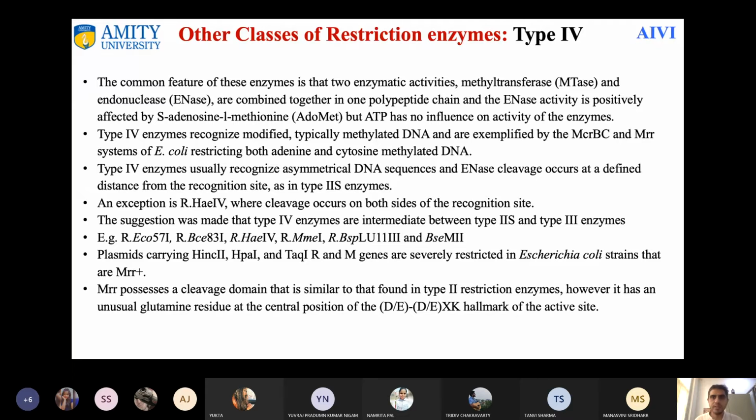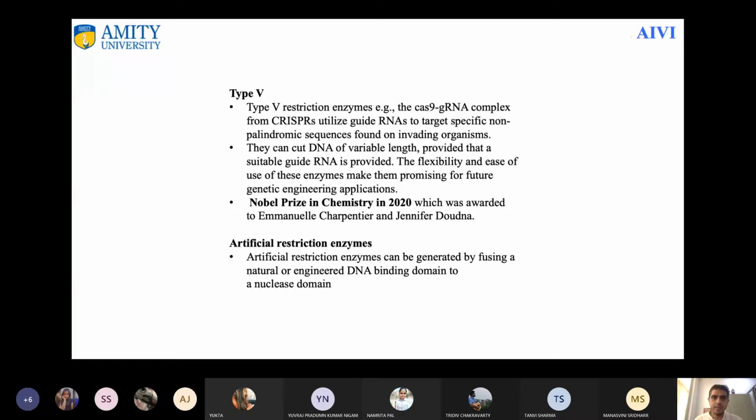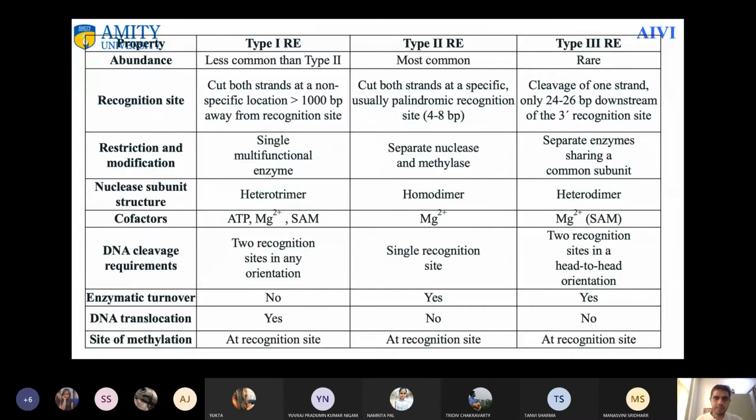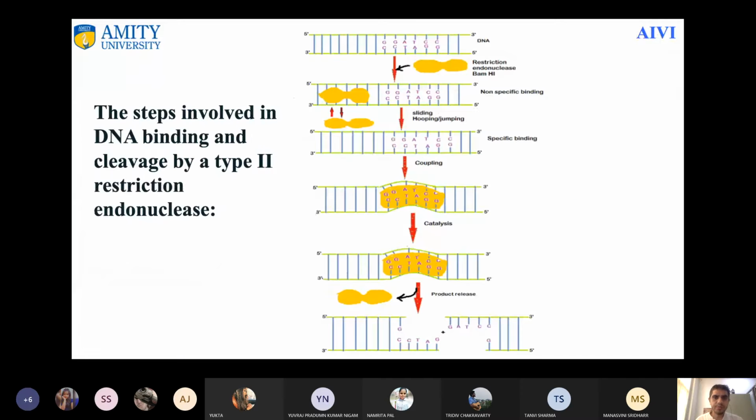We have some more classes, type 4 and type 5, and also type 6, which we call the artificial restriction enzyme. Then we did a comparison on the basis of their requirement, their composition, their cleavage site, etc. All things are here. Similarly, this is the second table, with just a few things differing here and there, most being common.